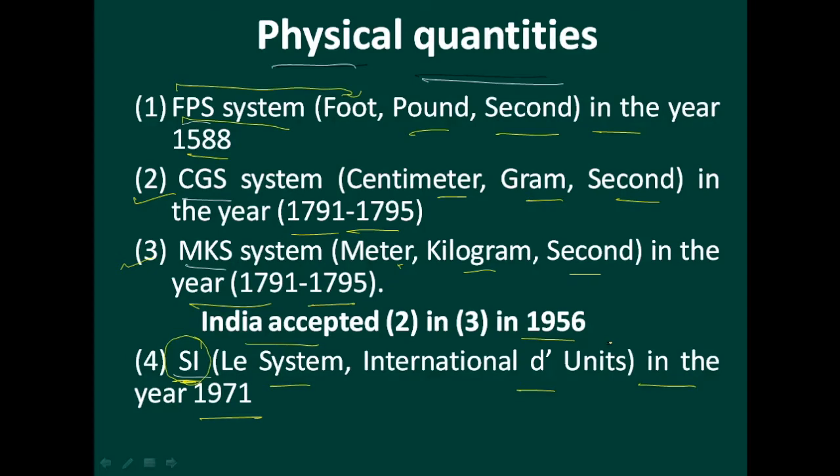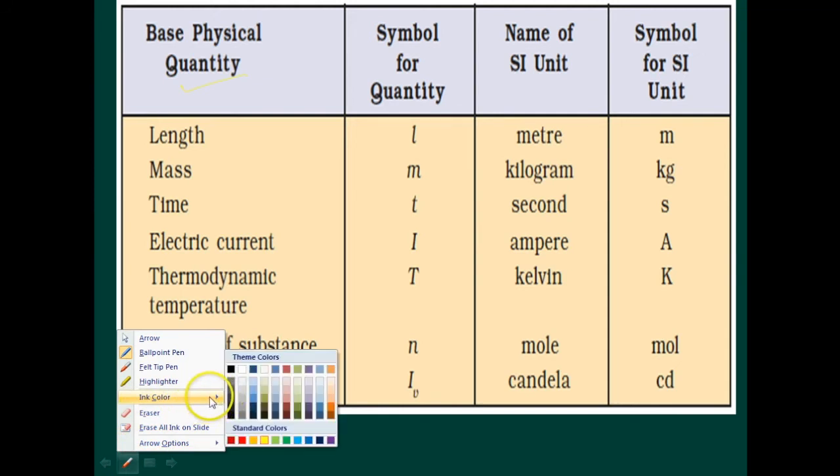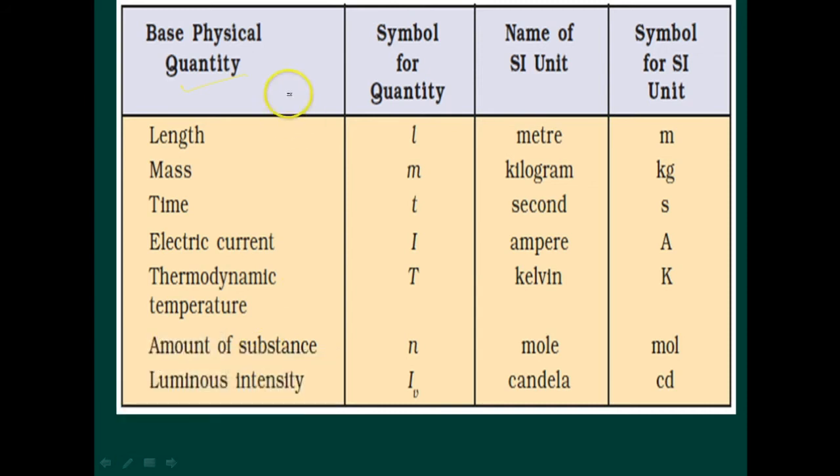The next one is the SI units, the base physical quantities. Here are the base physical quantities, the symbol for each quantity, the name of the SI unit, and the symbol for the SI unit. Just consider length. The first one is length, represented by L, and its SI unit is the meter, represented as m. Like mass, the symbol for the quantity is M, and the unit is the kilogram, kg.